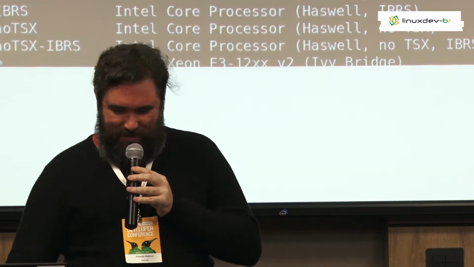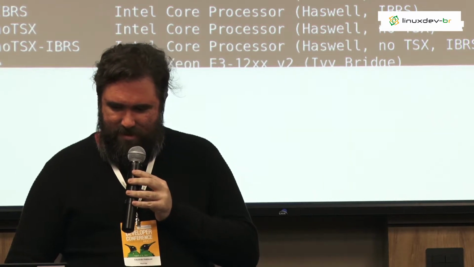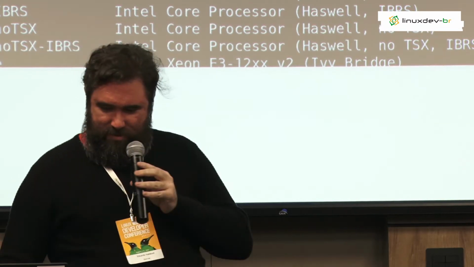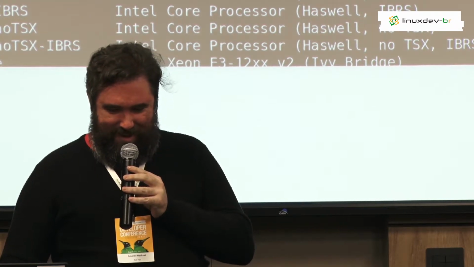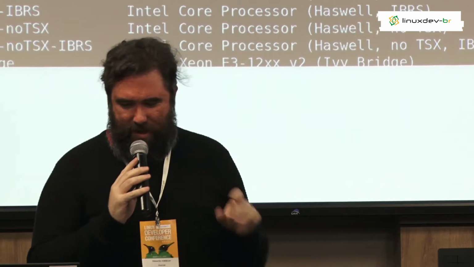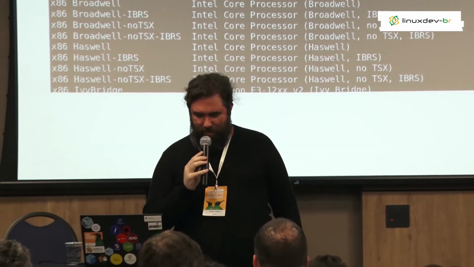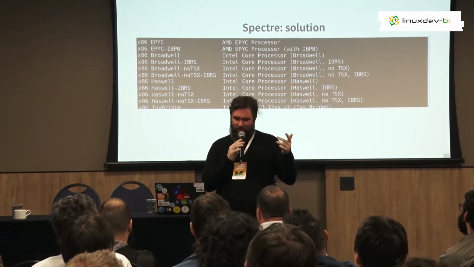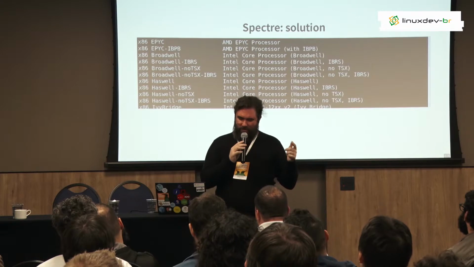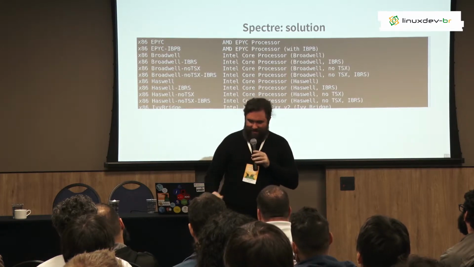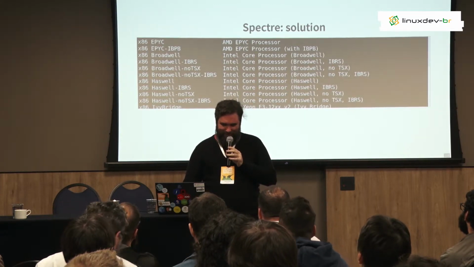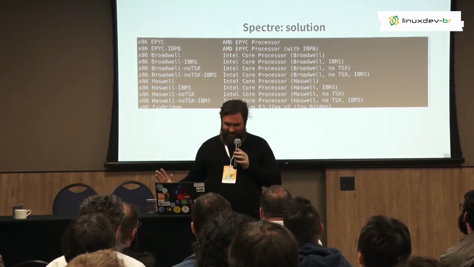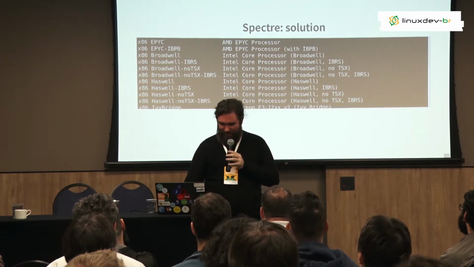This is where we start to feel a bit ridiculous. So you have the AMD EPYC CPU model, which is easy. You have EPYC and EPYC IBPB. For Broadwell, we have Broadwell and Broadwell no TSX, and now you have Broadwell IBRS, Broadwell no TSX IBRS, and the same for all of them. So it's starting to look like this is not the best we can do.